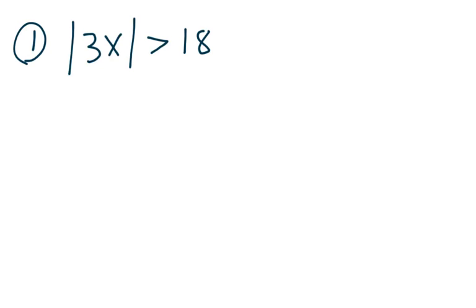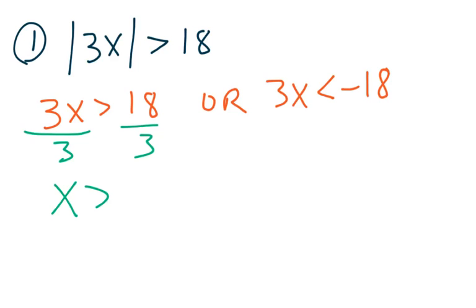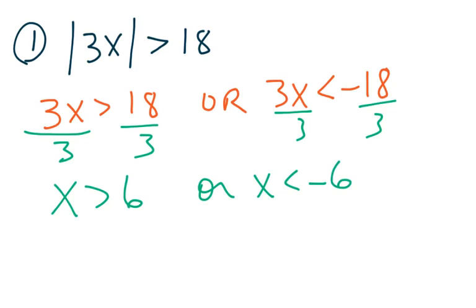Alright, so in the first example, I have the absolute value of 3x is greater than 18. Just like in the absolute value equation section, the absolute value bars have to be isolated, and they are in this case. So now we rewrite without the absolute value bars. Since it's greater than, it will be 3x greater than 18, or 3x less than negative 18. And then you just solve both parts. So x is greater than 6, or x is less than negative 6.